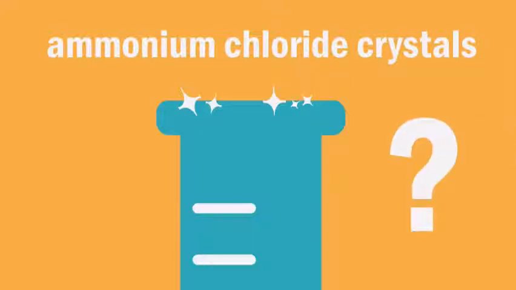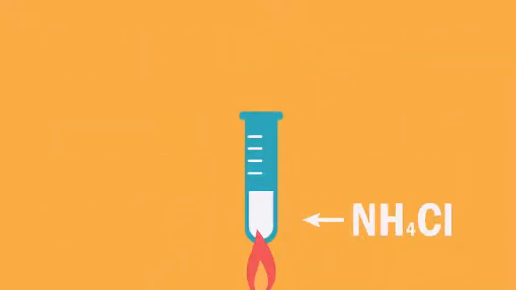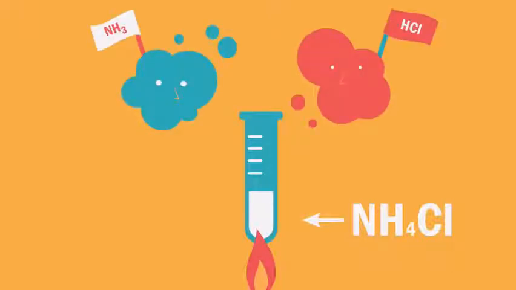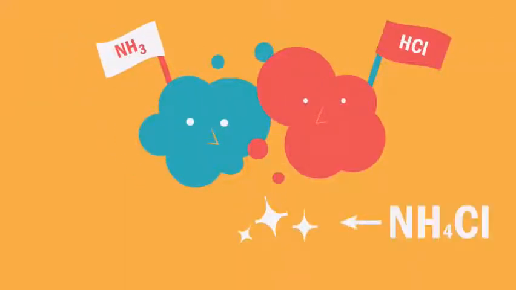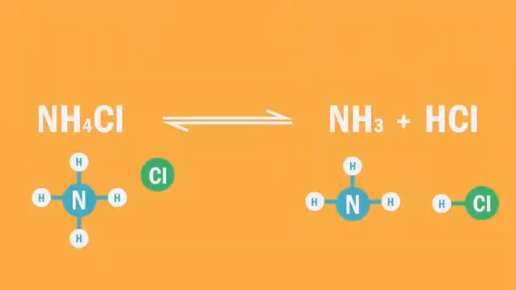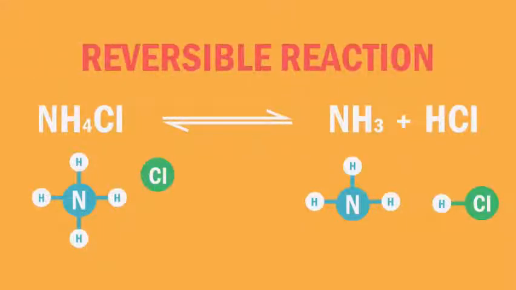So what has happened here? Ammonium chloride has thermally decomposed to ammonia and hydrogen chloride. The formed ammonia and hydrogen chloride have reacted to produce ammonium chloride. Therefore, this is a reversible reaction.